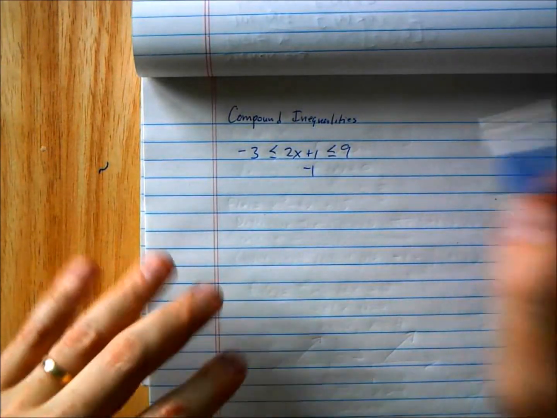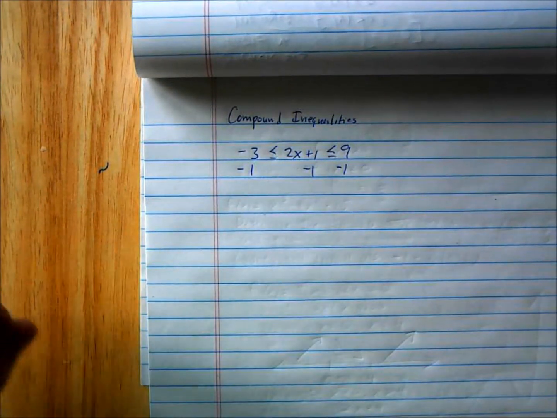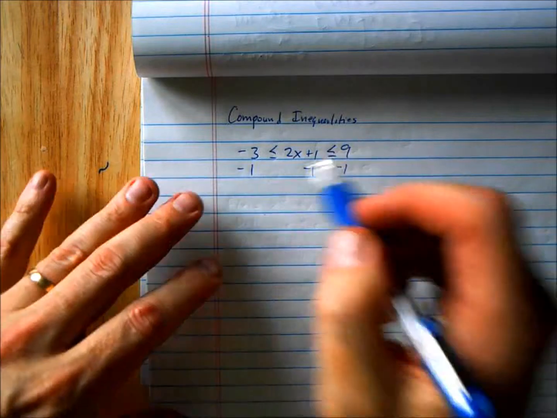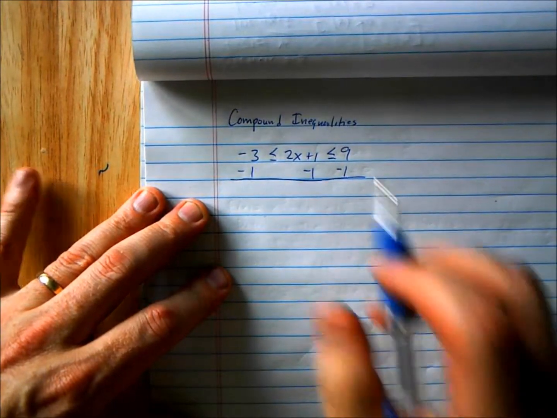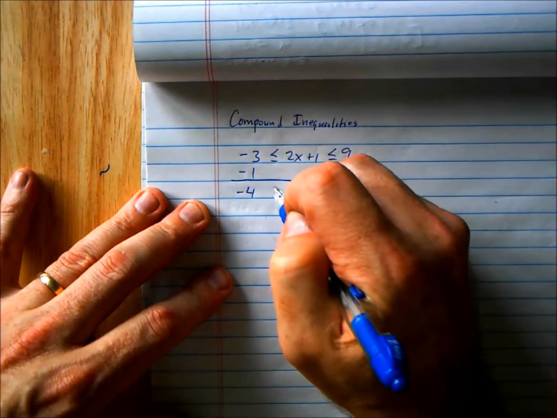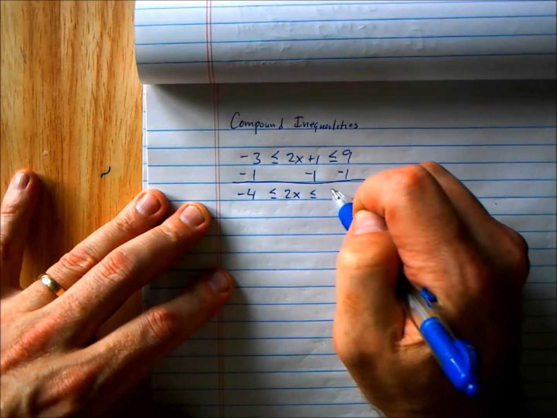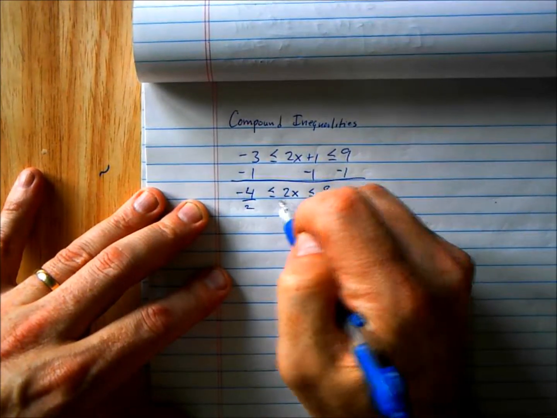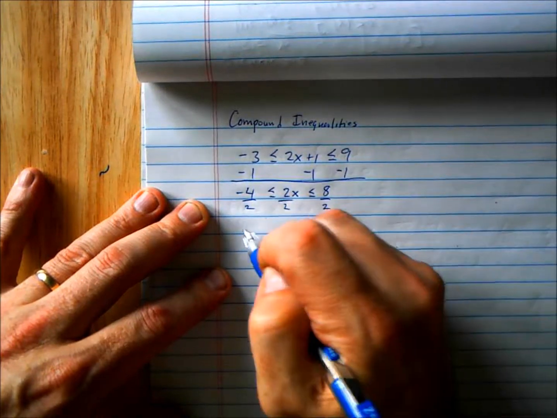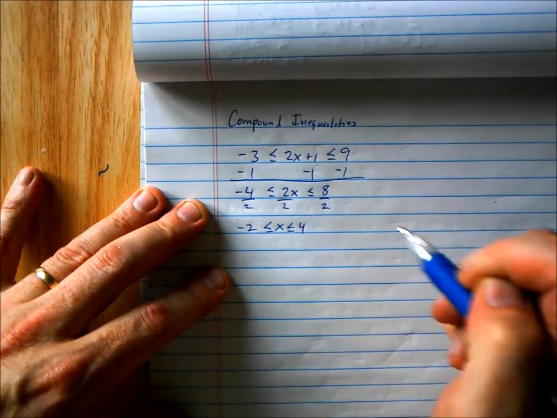And really the only big difference is I have to do minus 1 in 3 places. Usually when we solve an equation or an inequality, we say subtract 1 on both sides. Well, here we do it in 3 places. Other than that, these problems work pretty much the same way. So I have minus 4 less than or equal to 2x less than or equal to 8. Divide by 2 everywhere. Negative 2 less than or equal to x less than or equal to 4.